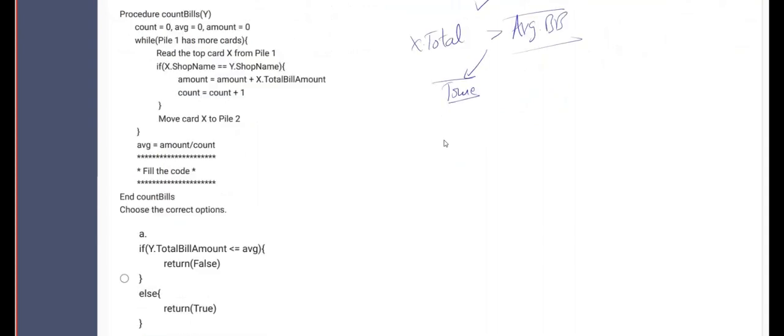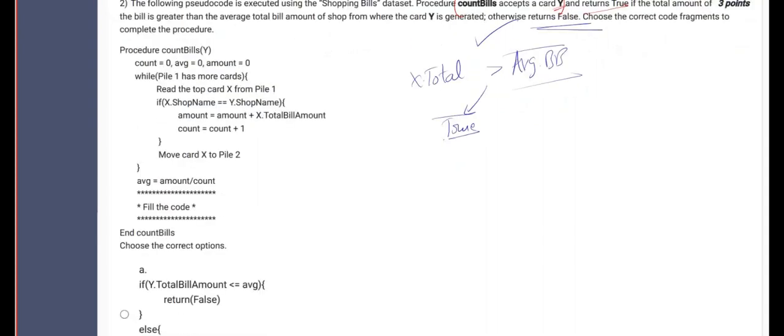So let us see what this is. Procedure count bills Y. Count is 0, average 0, amount 0, all are zeros. If shop name is the same as the second shop name, we are adding the bill into amount. So amount stores the total bill amount, and we also increment the value of count by 1 because we got an occurrence of that shop. Average is a variable which has the value amount divided by count.